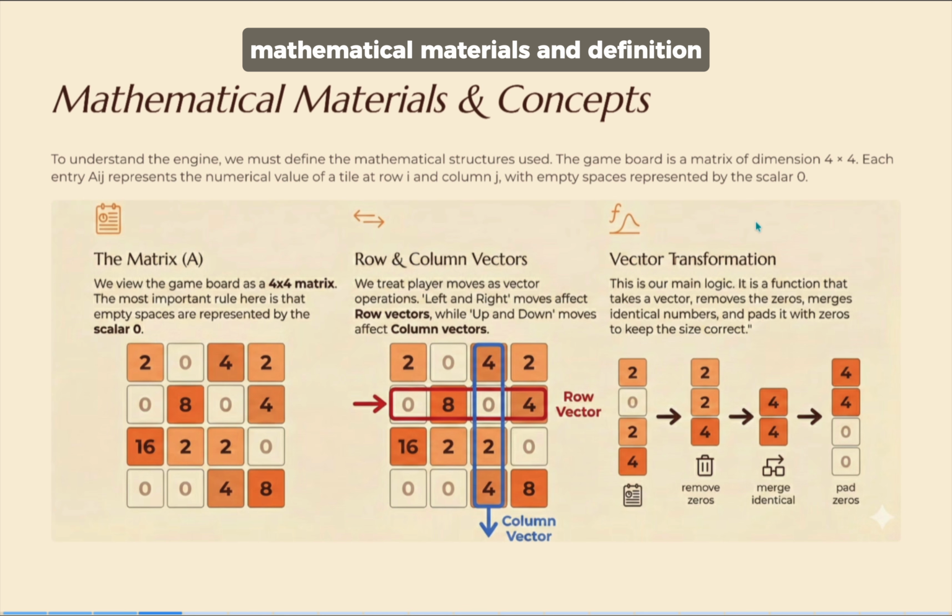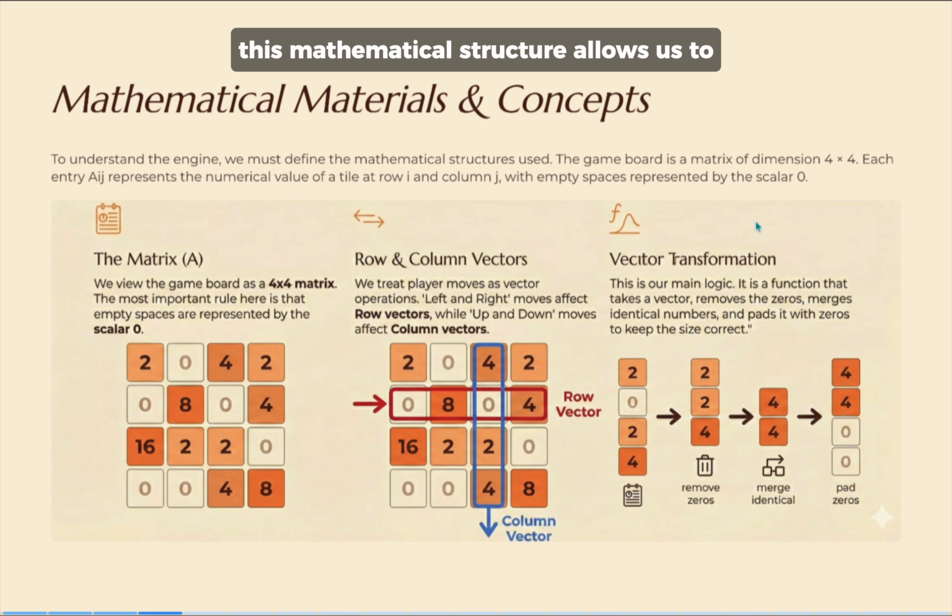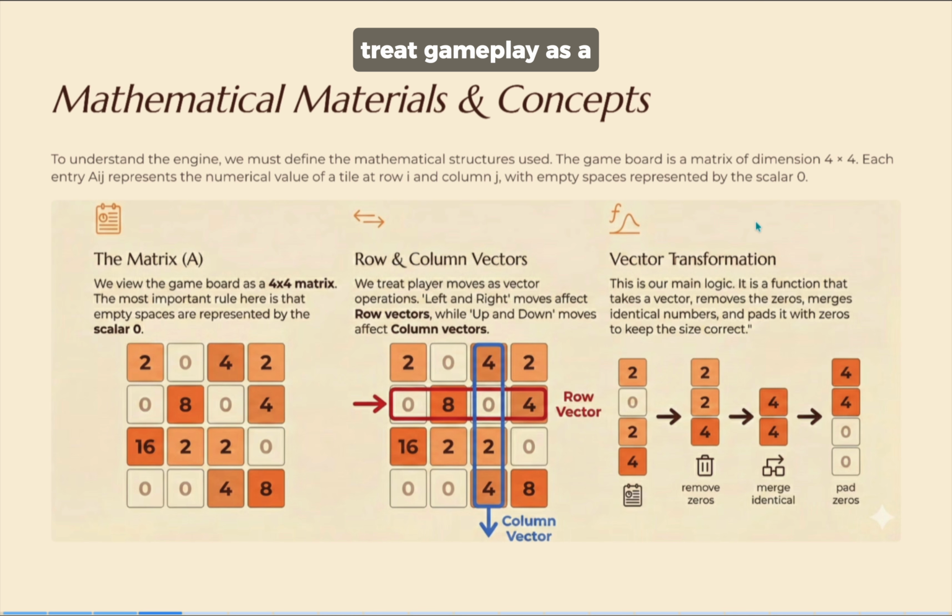Mathematical materials and definition. The game board is formally defined as a matrix of dimension 4x4. Each element Aij is a scalar from the set 0, 2, 4, 8, and so on. This mathematical structure allows us to treat gameplay as a sequence of matrix state transitions.